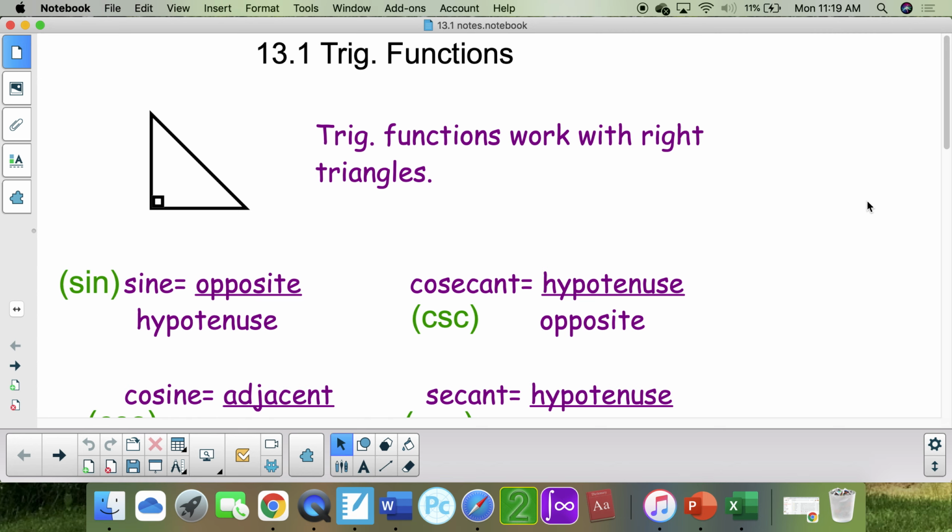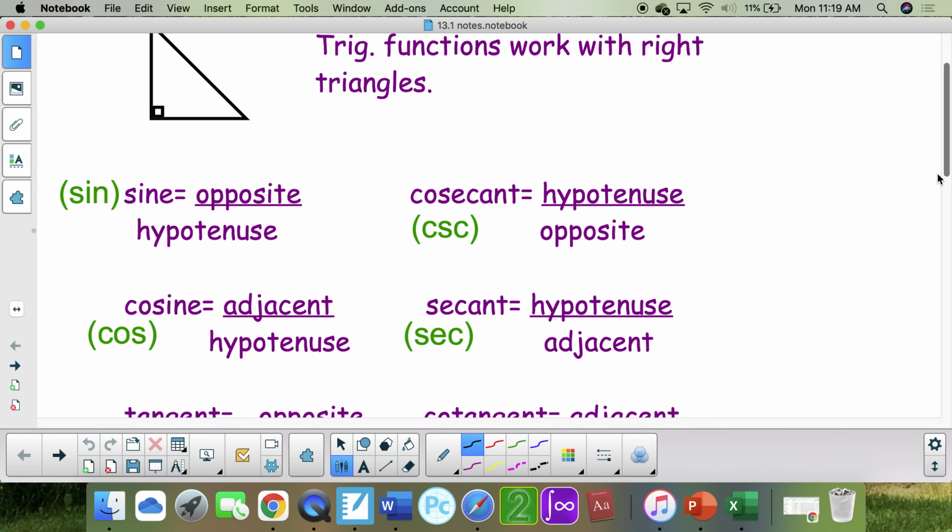Okay, 13.1. This is just a short little chapter on trig functions. Some of you after Algebra 2 are going to move on to either pre-calculus and trig or college algebra and trig. So you would have seen this anyway at the geometry level. We're going to learn the 6 trig functions today, and these are the 6 trig functions.